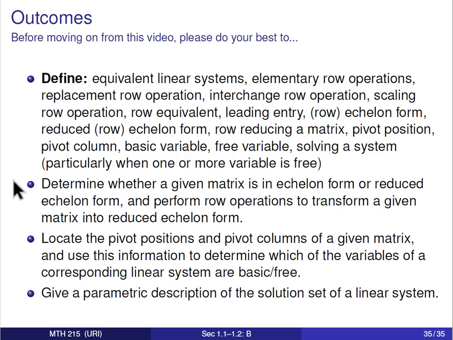Finally, you want to be able to locate the pivot positions and pivot columns of a given matrix. I'll remind you as a hint that you need to put your matrix in echelon form before you identify where those are, and use this information to determine which of the variables of the corresponding linear system is a basic variable and which is a free variable. And then using basic and free variables, give a parametric description of the solution set of a linear system.